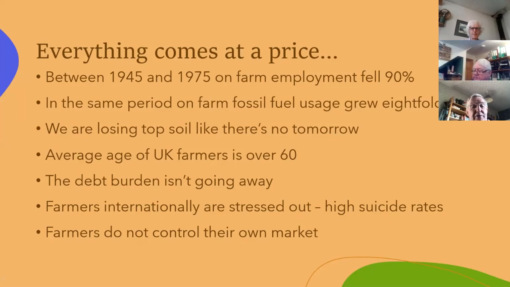And farmers do not control their own market. We buy in a wholesale market, we sell in a retail market. I've just sent 100 lambs off to market this morning, and I have no idea what I'm going to get for it. Last year there was a good price. Last week there's a good price. Will it be as good this week? I have no idea. I know how much I've had to put into them, but I've no idea what I'm going to get for them. That makes life pretty stressful as well.